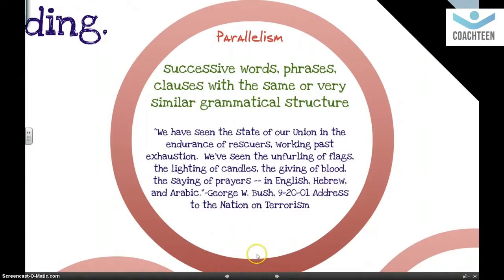If he had said it a different way, like we've seen flags unfurled, the lighting of candles, and some people gave blood, that wouldn't have made as big of an impact as using this parallelism here. It sounds a whole lot better. It's much more memorable.